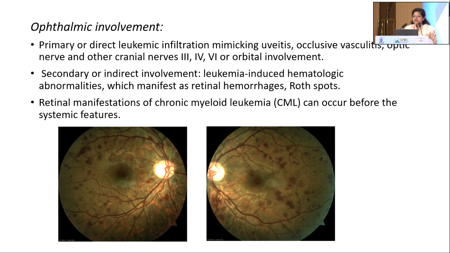Retinal manifestation can occur before systemic manifestation also, so the role of the ophthalmologist in diagnosing this condition is very important. This is a typical CML case picture as I have shown, showing the hemorrhages distributed well up to the periphery.